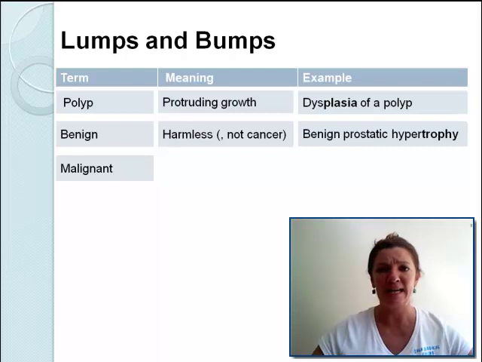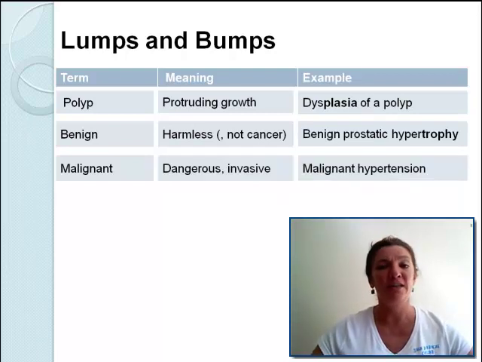Malignant means dangerous, invasive. So you could have a malignant tumour, so a cancer that can spread around the body. Another place where malignant is used is malignant hypertension, relating to very high blood pressure. In fact, it's dangerously high, and the patient would be at risk of having a stroke or a heart attack.